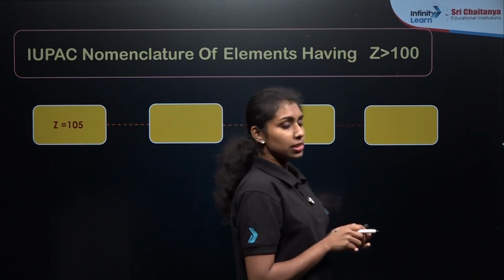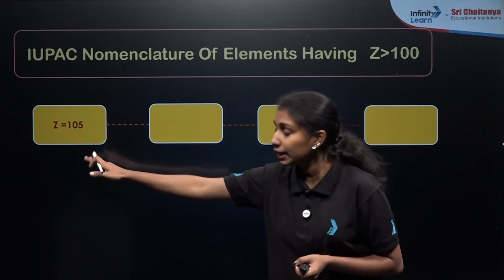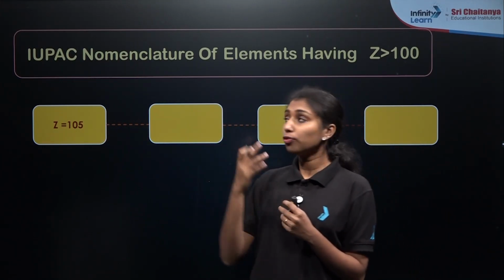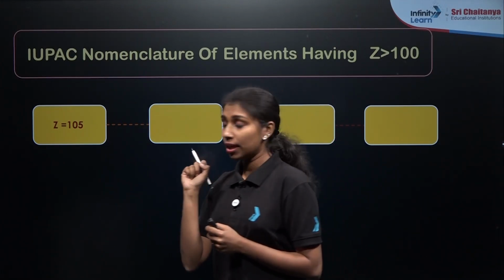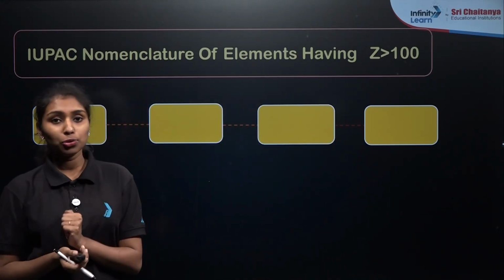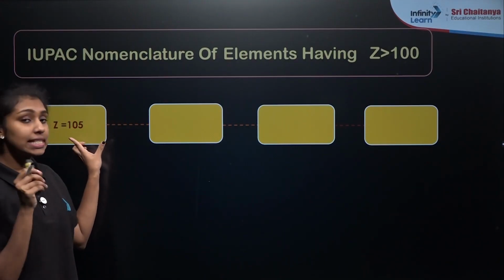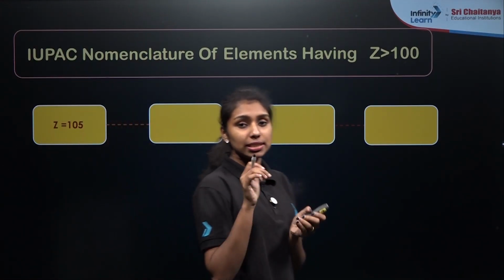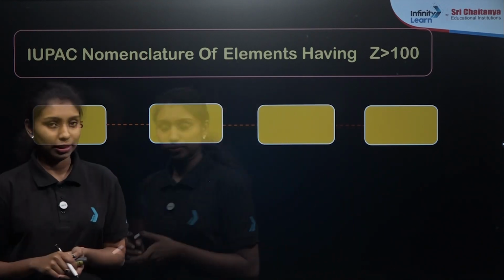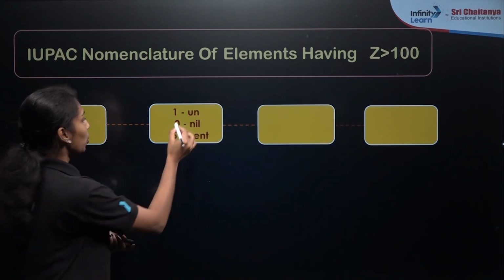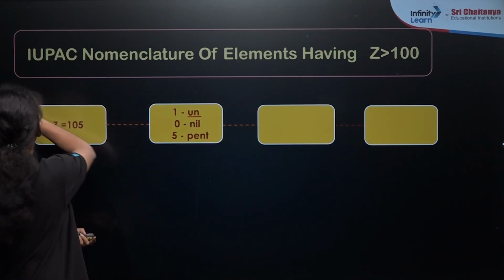So what is our first step? This is our atomic number, right? We need to identify the name of the element having the atomic number 105 according to IUPAC, right? So what do we need to do first? We need to identify the digits in the atomic number. The first digit is 1, right? So what will be the word root for that? 1 is un, right? It will be un in the case of 1.